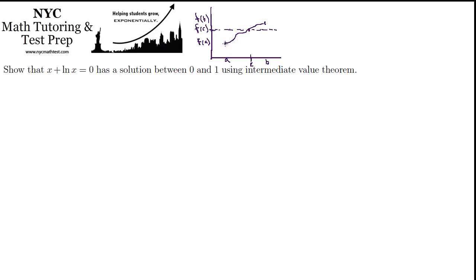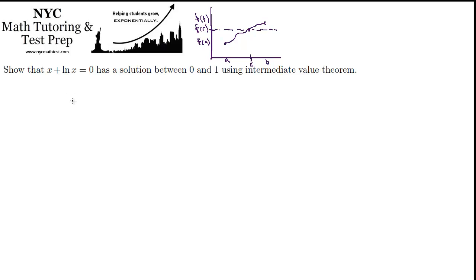But if the function is continuous, it has to somehow get from a to b. There's got to be at least one value that you could put in where what you get out would be between f of a and f of b. So that's the idea behind the intermediate value theorem. Hopefully we can use this problem as an example to demonstrate that a bit more specifically.